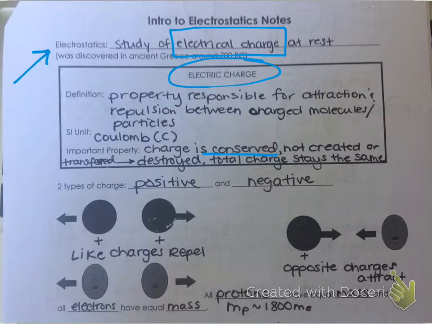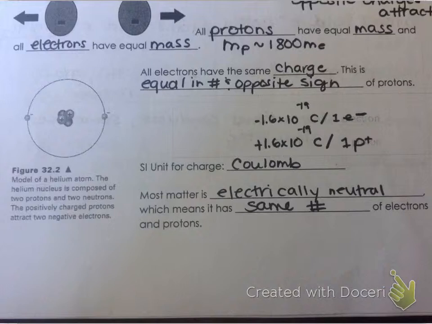Then we go to something that all my students should know, that there's two types of charge, positive and negative. And then we look at the two main things, that like charges repel and opposite charges attract. And that's something that they've known for quite some time now. It was also in the jigsaw reading, so it was there as well.